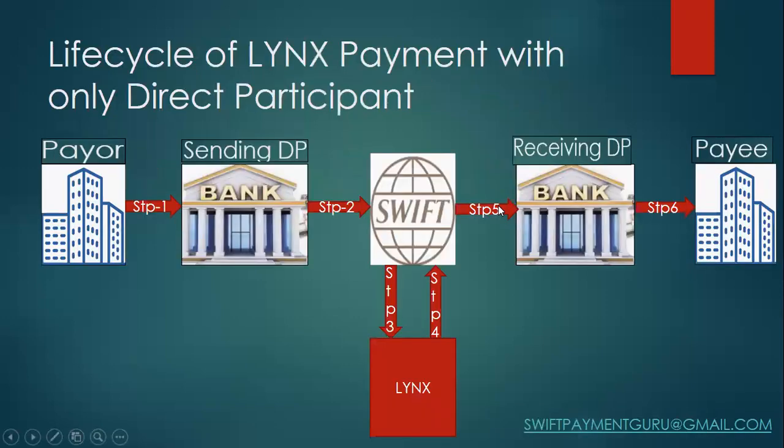All right, so in this picture, you can see the typical workflow of a Lynx payment, how the payment flows from payer to payee. Now, this is an example where the payment flows via the direct participants. Here we have the direct participant sender side and direct participant receiver side, right? So what it means is these two banks, whatever they may be, are the direct participants under the Lynx payment schema, right?